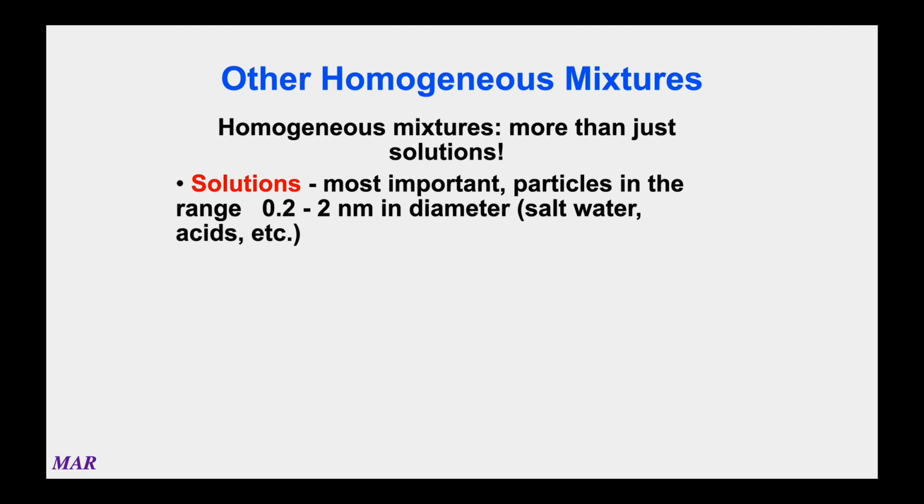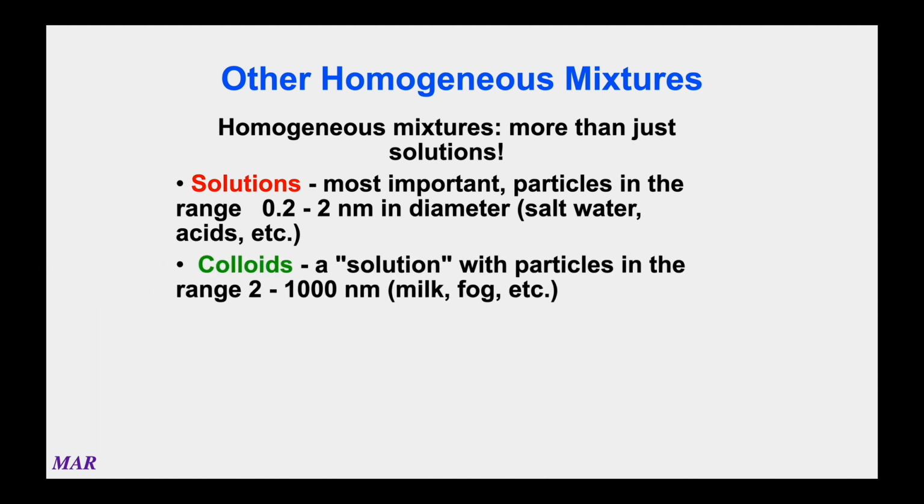Now, in addition to solutions, there are also other kinds of homogeneous mixtures. And solutions, like I talked about, are the most important for chemists, but there are other ones. Now, a regular solution is different from the other kinds because the particles, the solute particles especially, are usually between 0.2 and 2 nanometers in diameter. So salt water, most acids and bases, stuff like that, fall in this category.